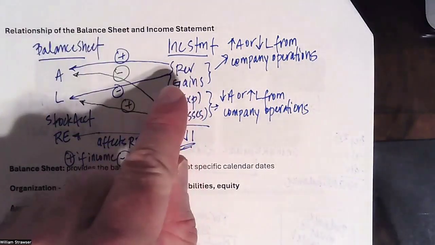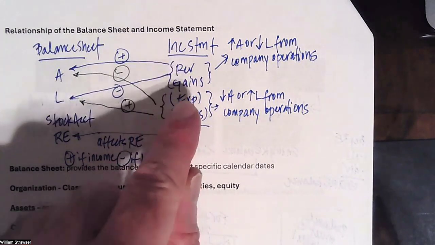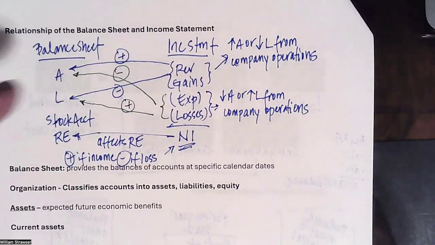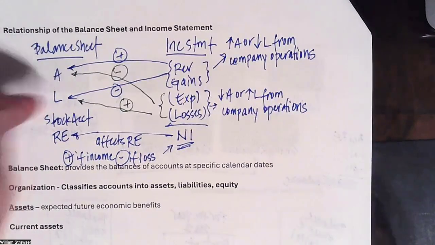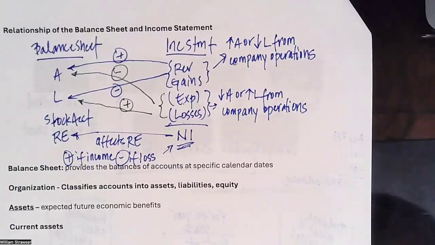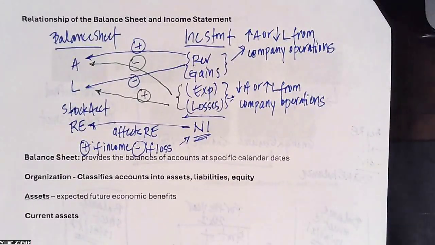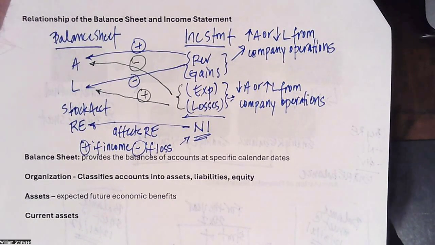But if we recognize a gain or revenue, the debit has to always be either an asset or liability. If we recognize an expense or a loss, that's a debit. The credit always has to be an asset or a liability. So this is what we call the articulation between the income statement and the balance sheet. Very important to understand as you look at financial statements and appreciate how they are related to one another.